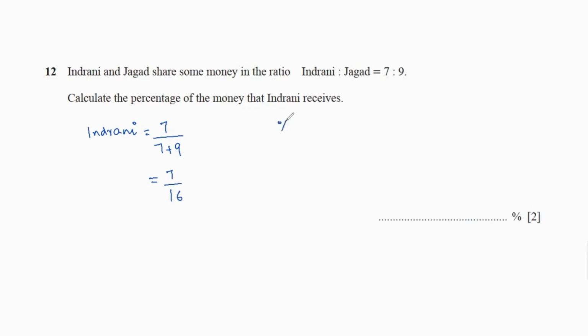Now to find a percentage, always remember, when you have to find the percentage of any quantity, whether it's in fraction form or decimal form or a whole number, you times it by 100. So we do 700 divided by 16, which is going to give us 43.75%. That is your answer.